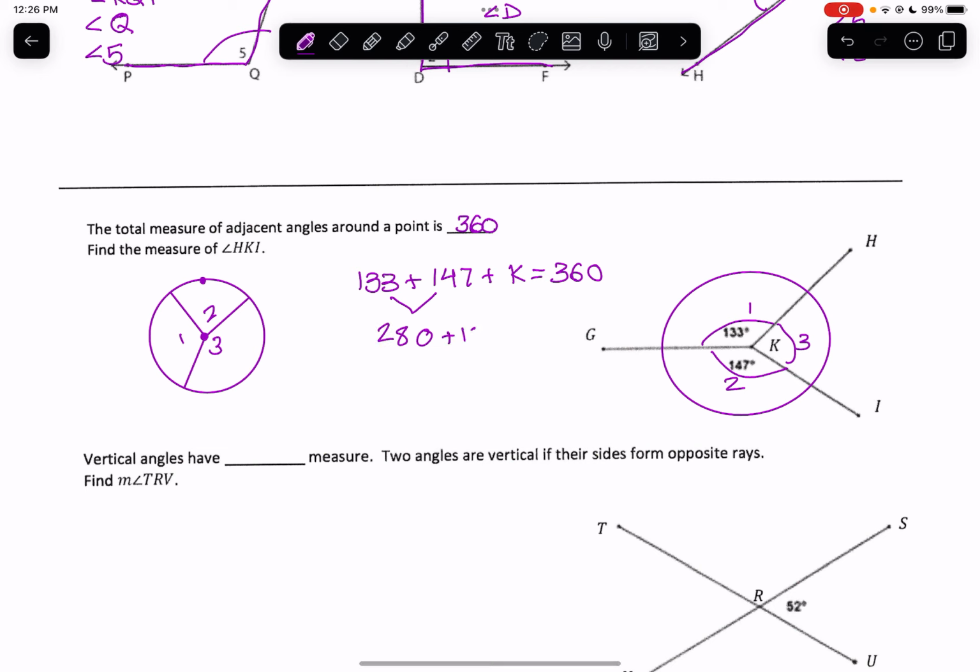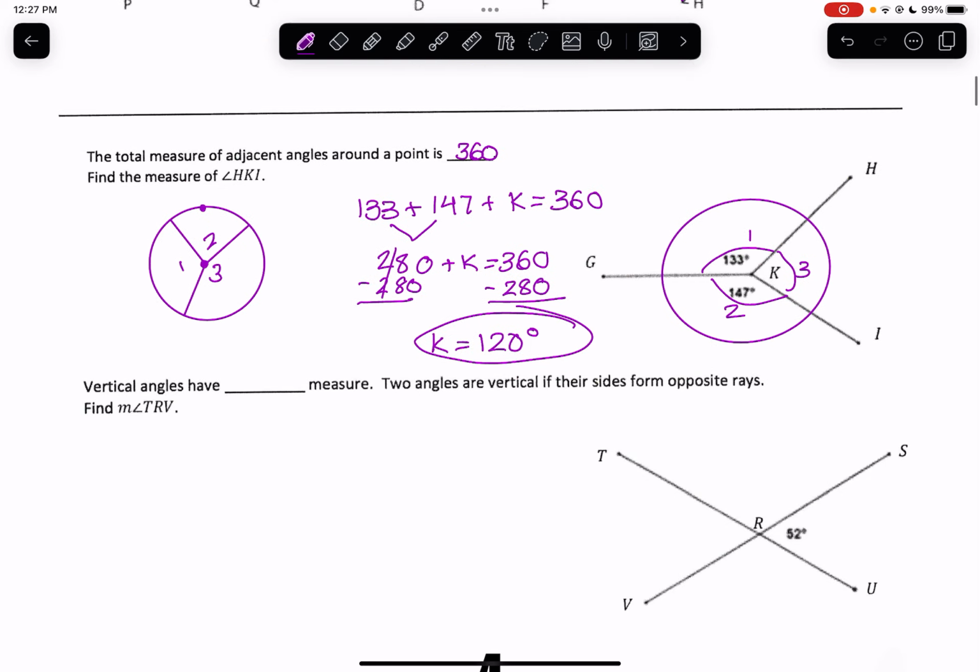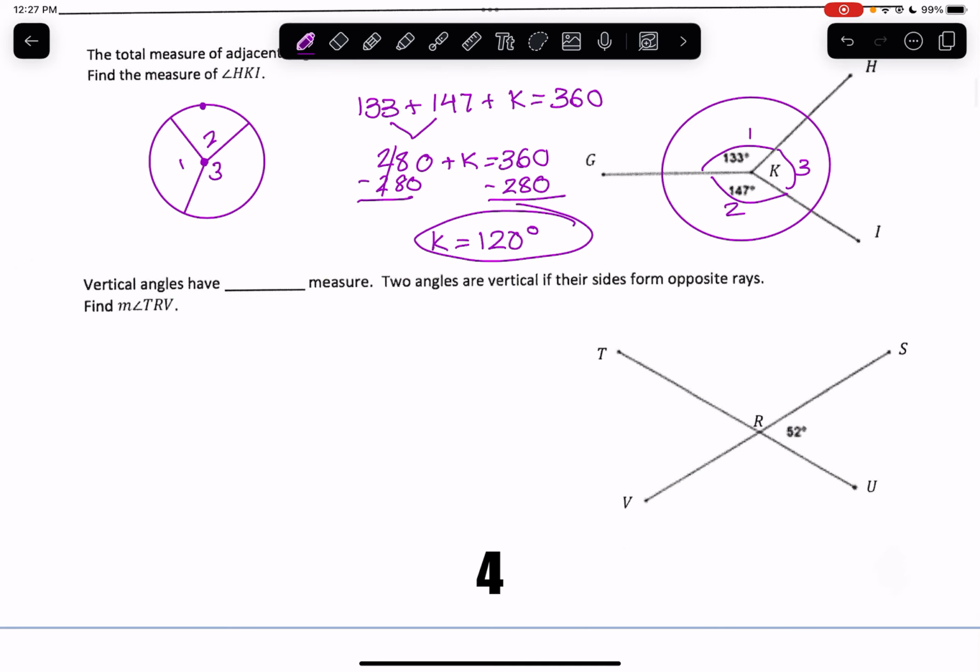280 plus K is equal to 360. Now you have a one-step equation. Subtract to get the variable by itself. And you're left with K is 120 degrees. Because I know that the three angles around a point have to add up to 360 degrees.